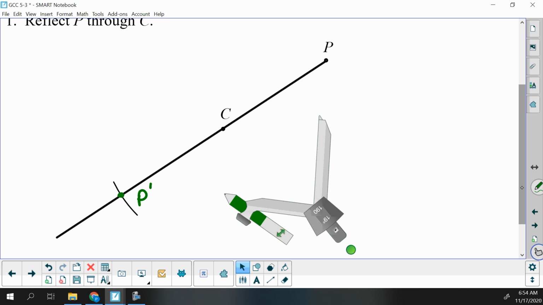So it just goes in a straight line through the point of reflection, the same distance on the other side, because we know with reflections you always go the same distance, but on the other side. And that's it for point reflections.